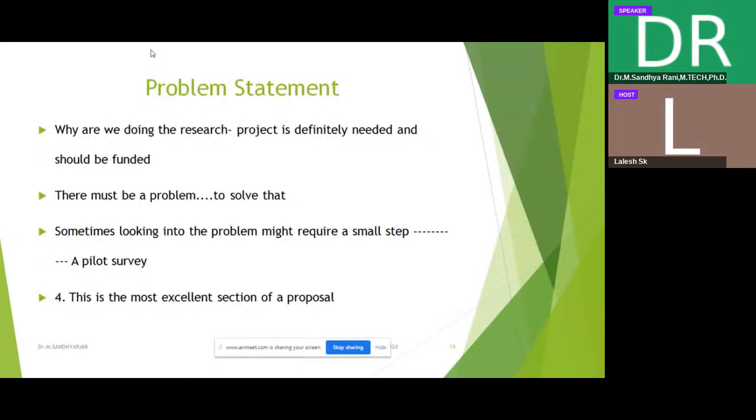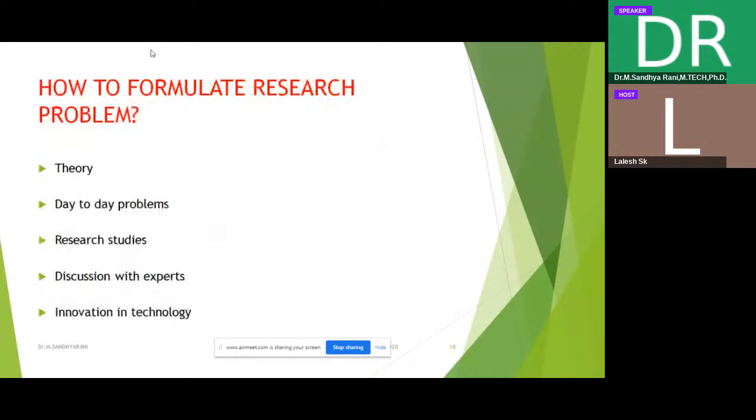As I said, every research should have a problem, and you should find out the solution, how to solve it. First, we should find out whether the problem really exists or not. First, find the existing problem, then go to find the solution. Problem statement is very important in your research paper writing. Where does your problem statement come from? Your problem statement comes from a theory, I mean conceptual background, or a day-to-day problem. Sometimes there is a lot of research going on some problems, so you can take it from that as a problem.